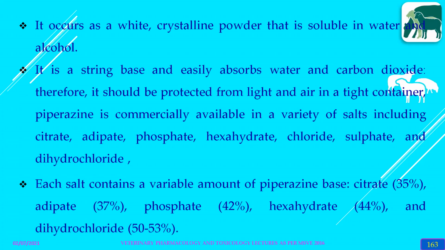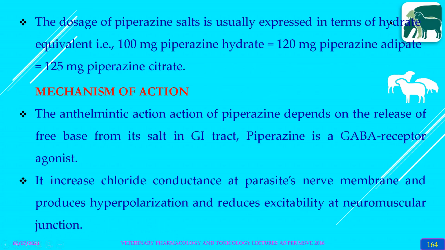Then the dosage of piperazine is expressed in terms of equivalents. That is, 100 milligram of piperazine is equal to 120 milligram of piperazine adipate equivalent, or 125 milligram of piperazine citrate. So, accordingly, we need to calculate the dose.